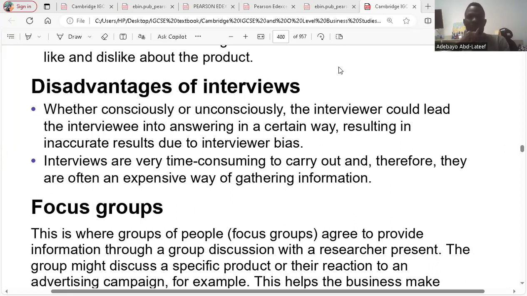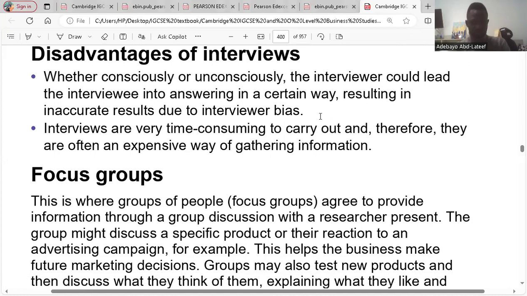So the first one I talked about is that, intentionally or unintentionally, you might have influenced the answers of the respondents. The second one is that interviews are very time consuming to carry out, and therefore they are often an expensive way of gathering information. It takes time, so it means that in as much as it takes time, it takes money.